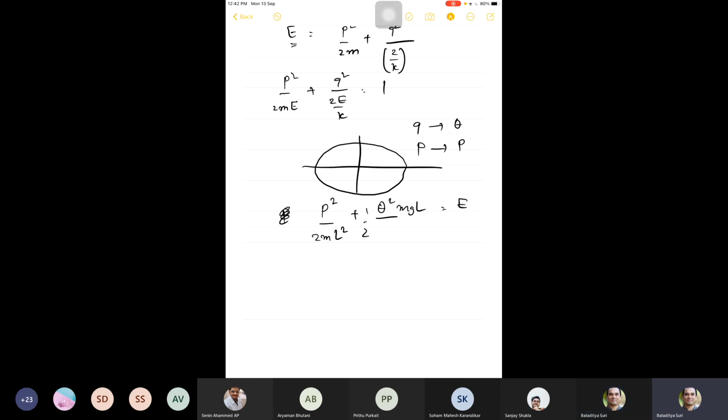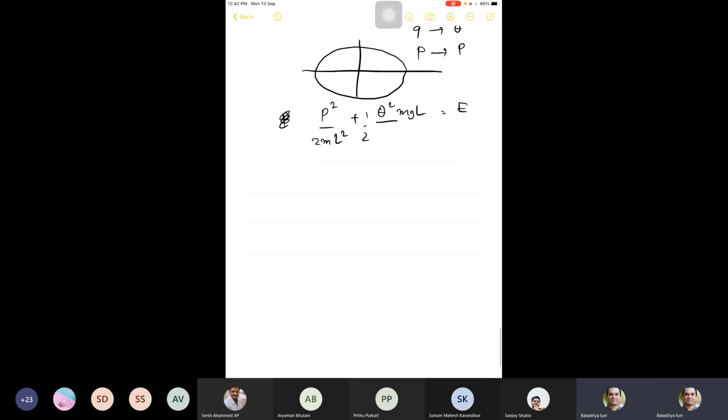will be E. Okay, so for a pendulum, P is actually the angular momentum, just remember that it's an angular momentum and not a linear momentum. So P squared by 2mL squared E, plus theta squared by 2E by mgl will be 1.